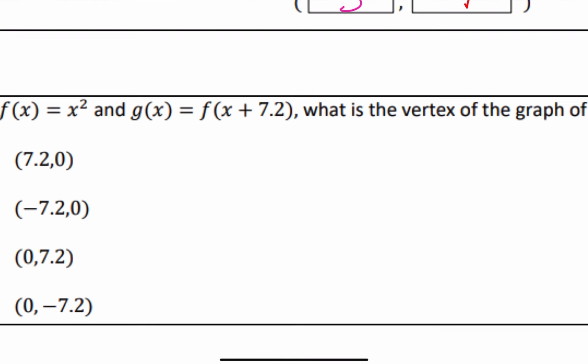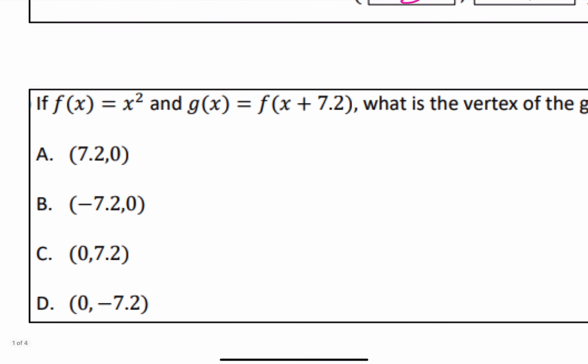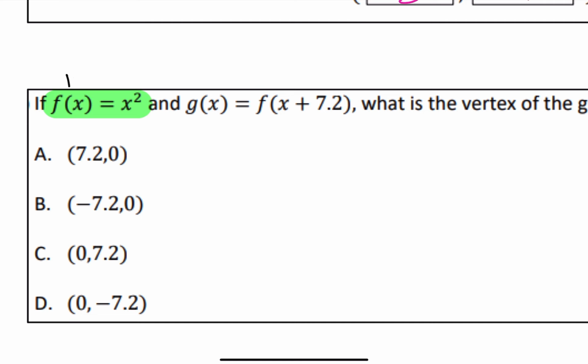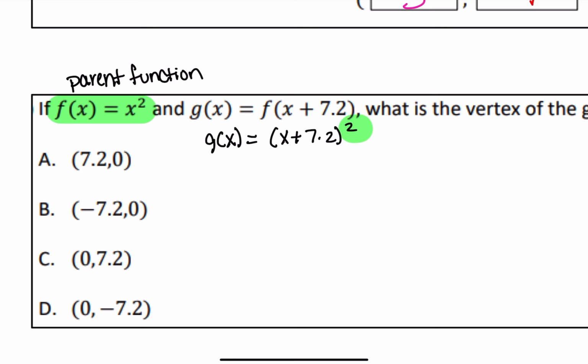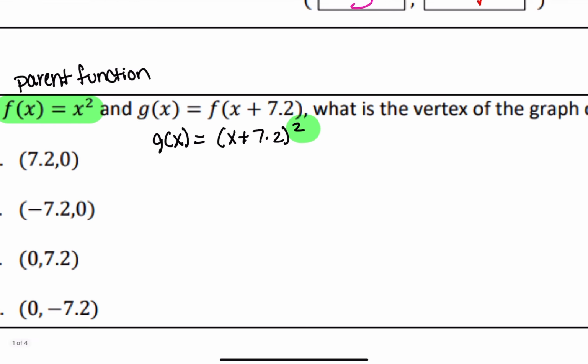On this one, it's the same concept. This is going to be your parent function. This is where we always start. This is our parent because we all come from somewhere. You can graph this if you want. You just rewrite it, take away the f, put x plus 7.2 squared, and you add the squared back. And then, same thing, you can graph it, analyze it, and determine if it's a maximum or minimum.